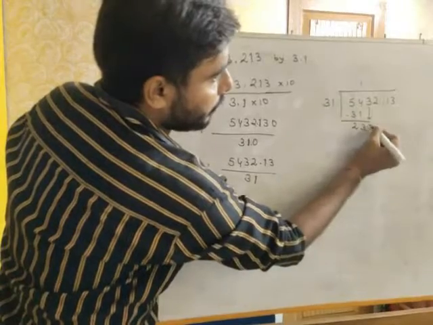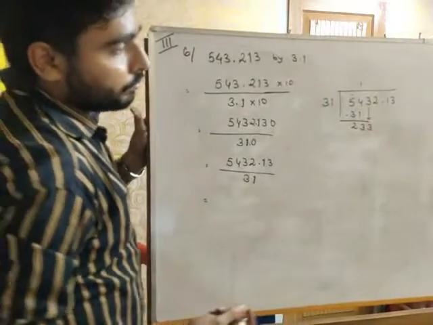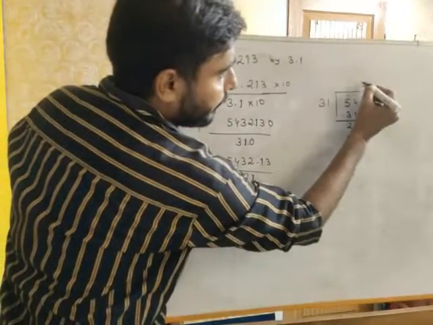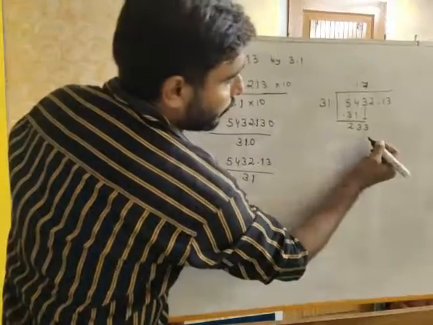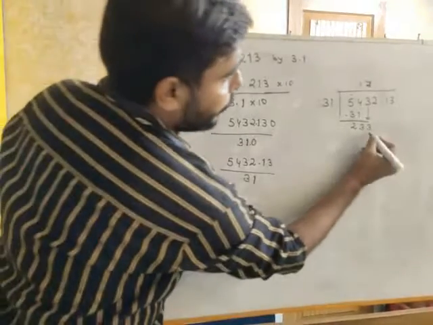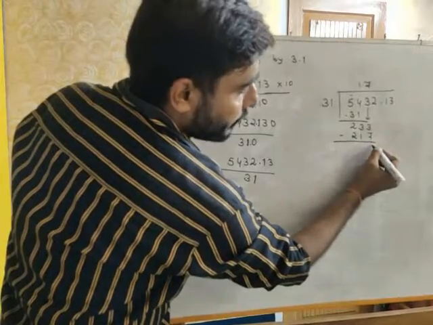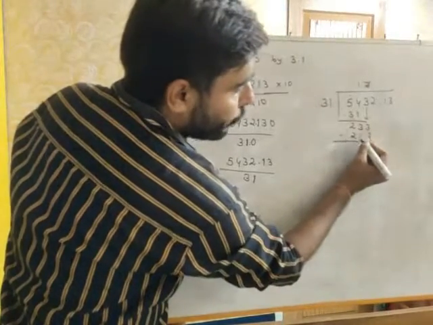What is the next number? 3. So 3 will come down now. It will be 7 times 31 is 217. 7 into 1 is 7 and 21. So after subtraction, 13 minus 7 is 6 and 2 minus 1 is 1.